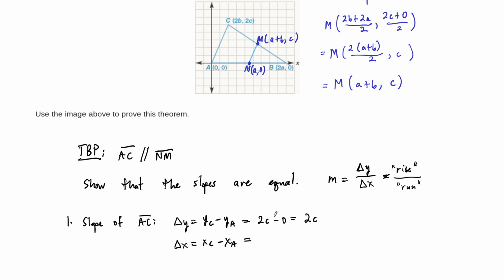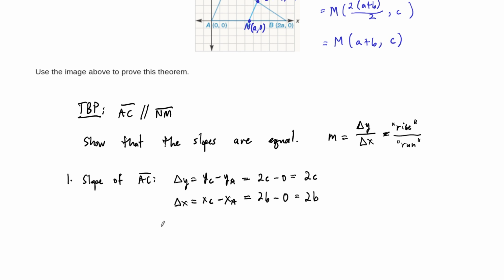So here we do the same analysis. Up here, the x coordinate is 2b minus 0. And so that means our delta x for this line is 2b. And we can put it all together then. So our slope for this line is delta y over delta x, or 2c divided by 2b. And this will reduce. We can cancel the 2's and we end up with c over b. So there's the slope of line AC.